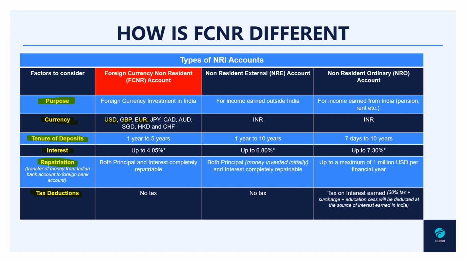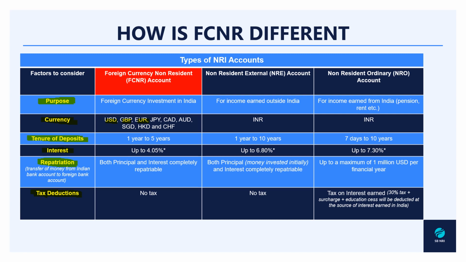Now for FCNR and the NRE account, both the principal as well as the interest earned are completely and freely repatriable. That means there is no fixed limit for the repatriation. You can repatriate as much money as you want without paying any taxes to the government.